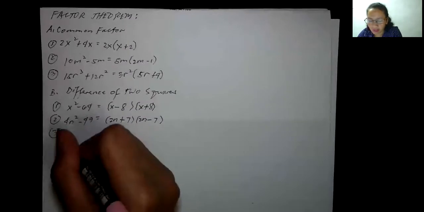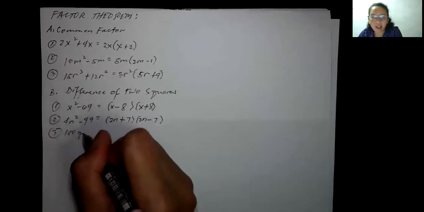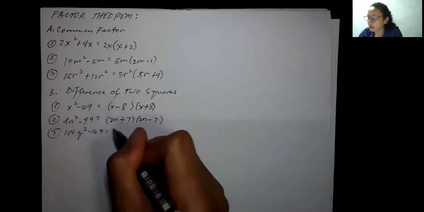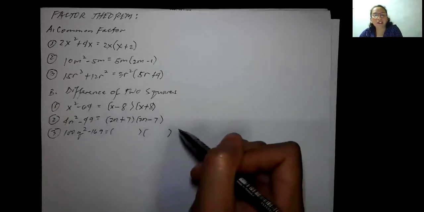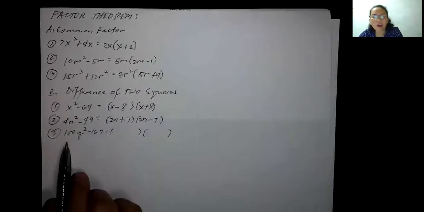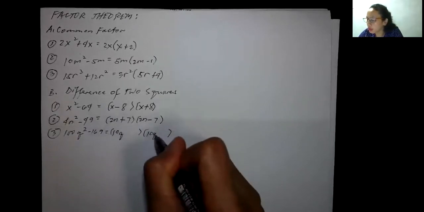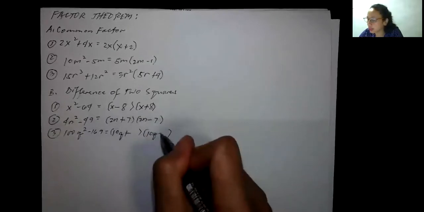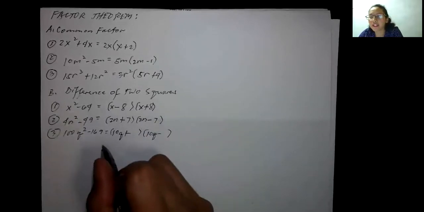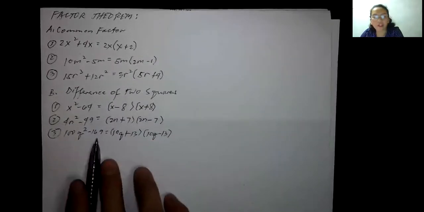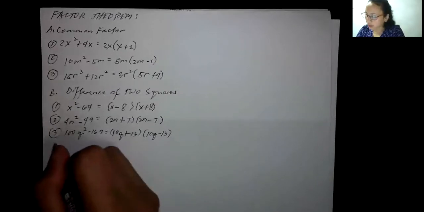Number 3. Let's say we have here 100q squared minus 169. So again, we have two parentheses here. So the square root of 100q squared is 10q, 10q, and then isang positive, isang negative. Square root of 169 is 13. So that is the factor of the given expression 100q squared minus 169.